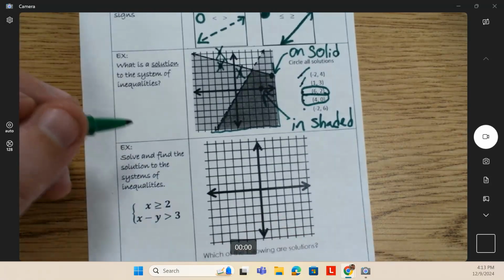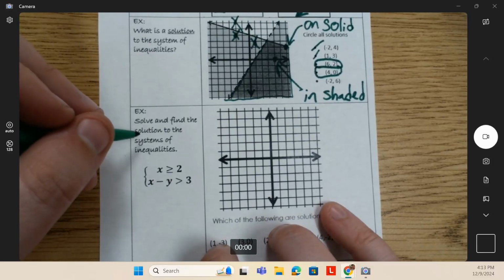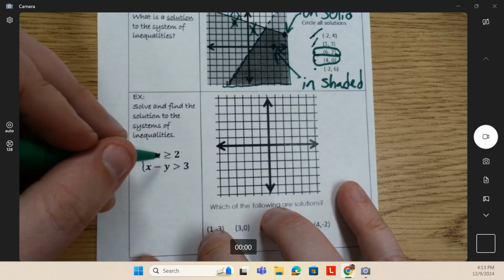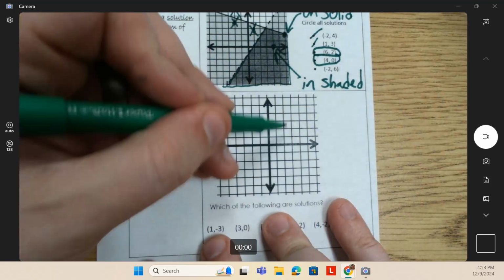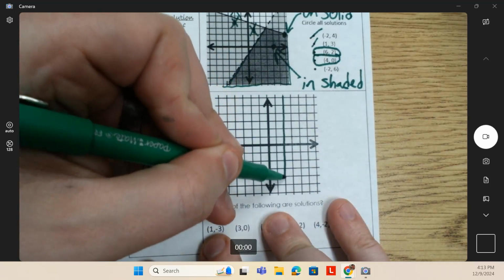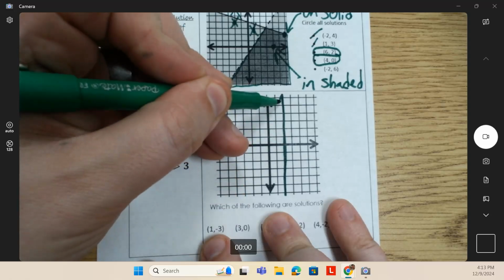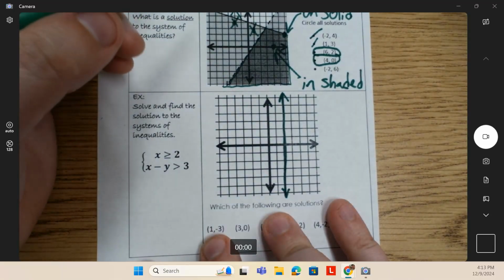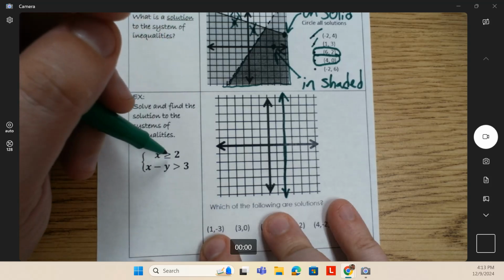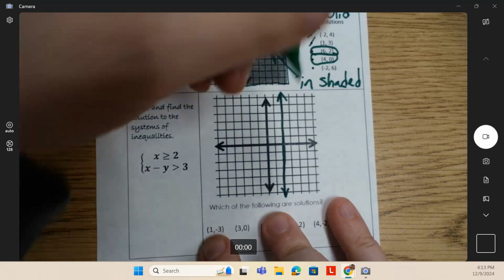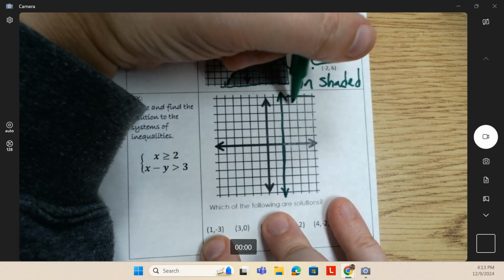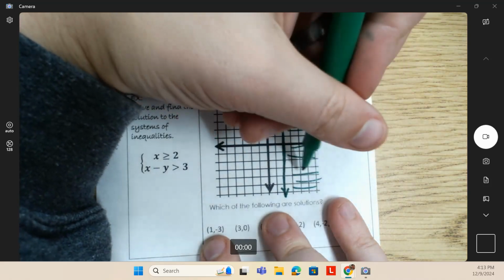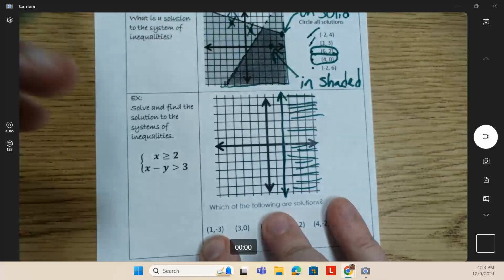So let's solve it and find the solution to the system of inequalities here. First one, x is greater than or equal to 2. So I'll put a line on x equals 2. I'm making that a solid line because that's greater than or equal to. And then it's greater than, so greater than is going to be going up this way. So easy enough to figure out for just x equals that it's going up that way.